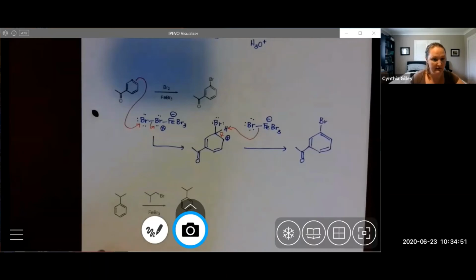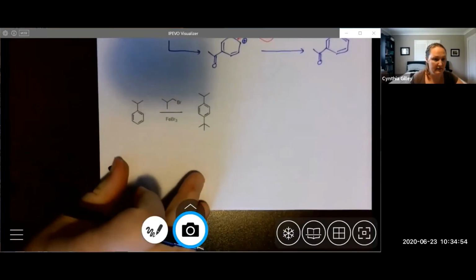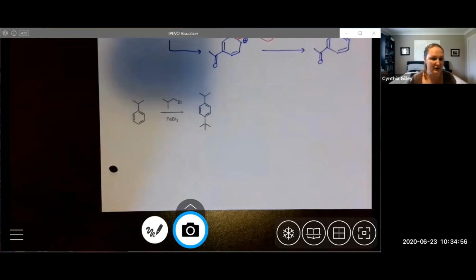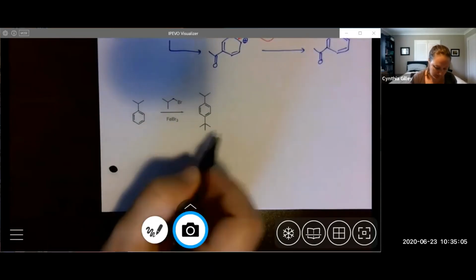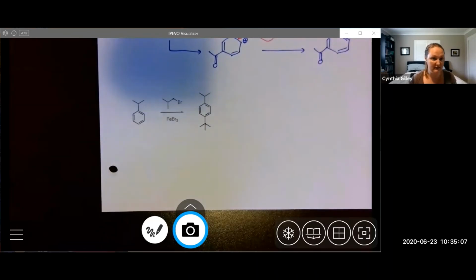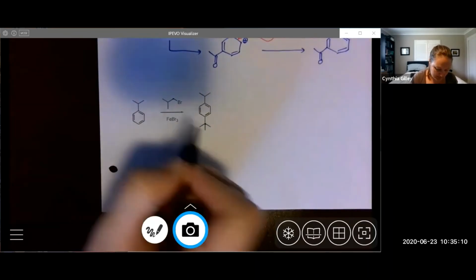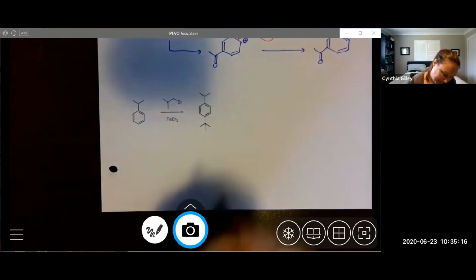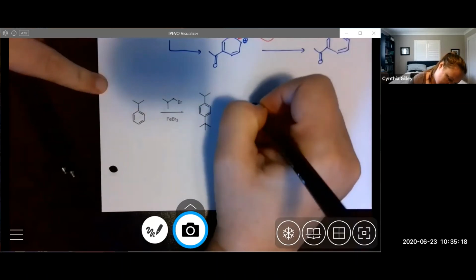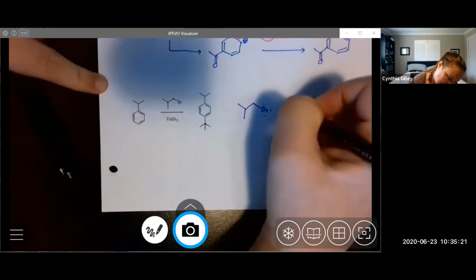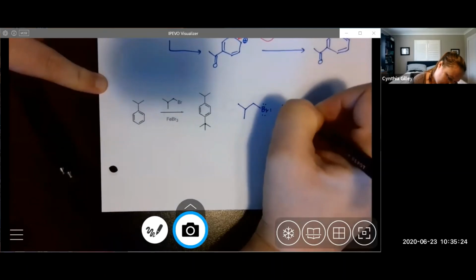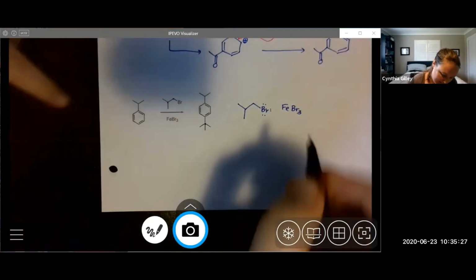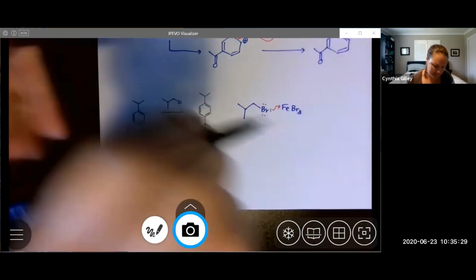Okay, next one is a Friedel-Crafts alkylation reaction with rearrangement. Notice how the bromine is attached here, right? But we're introducing this tert-butyl group, and this tertiary carbon is what gets attached, not this. We're going to have to do a rearrangement. So to show that, we can start with our alkyl halide, draw out the Lewis acid, and show the Lewis acid-base reaction to form the complex.